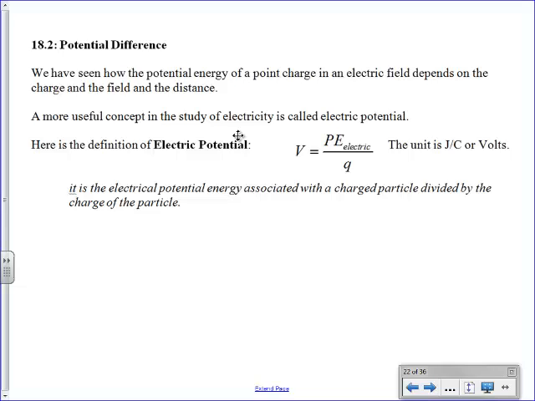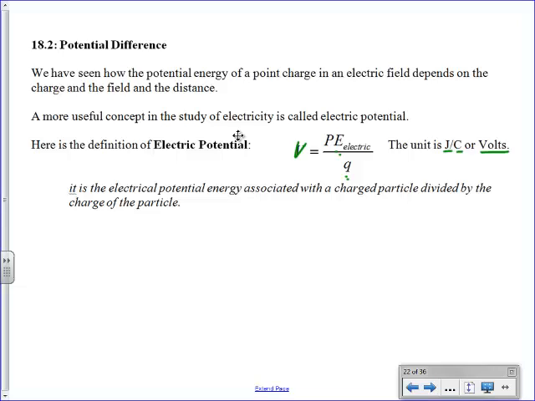Here's the definition of electric potential. Electric potential typically is called V for voltage, and it's equal to electric potential energy divided by the charge. The unit for electric potential is joules per coulomb. Think about that, energy per charge. And a joule per coulomb is called a volt, after Alessandro Volta, an Italian physicist. Anyway, electrical potential is the electrical potential energy associated with a charged particle divided by the charge of the particle.